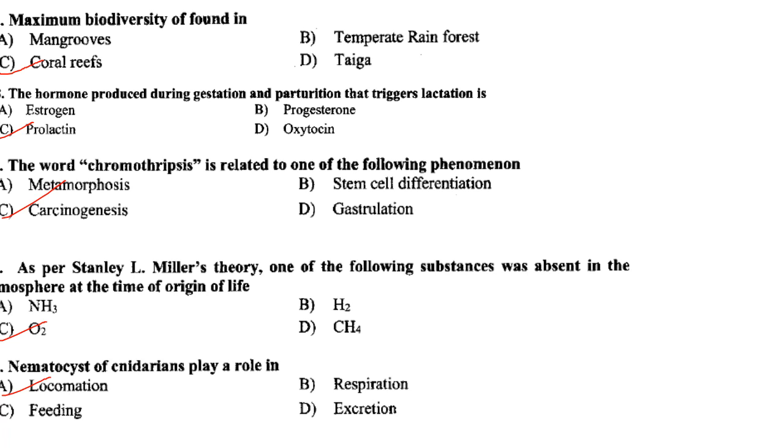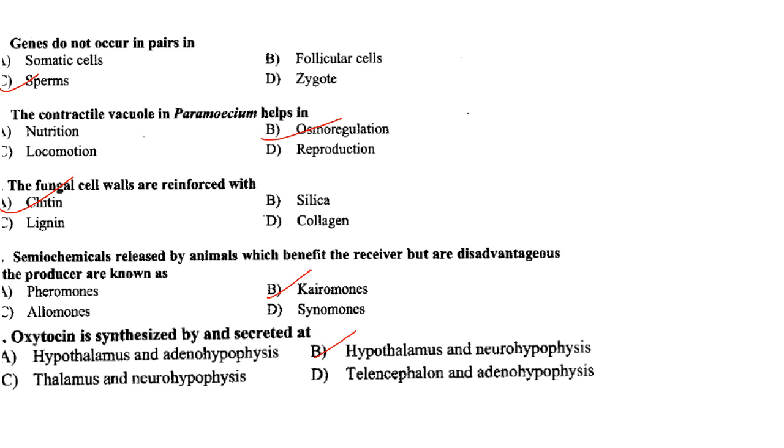Nematocysts of cnidarians play a role in. So they play a role in locomotion. Answer is option A. Then genes do not occur in pairs in. So answer is option C, sperm, as they are haploid. So there the genes do not occur in pairs.